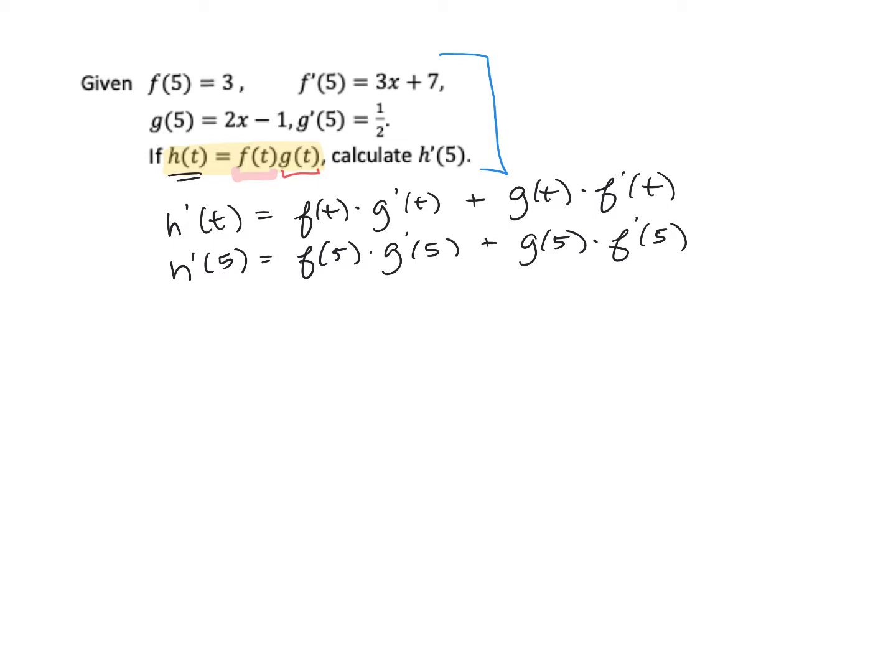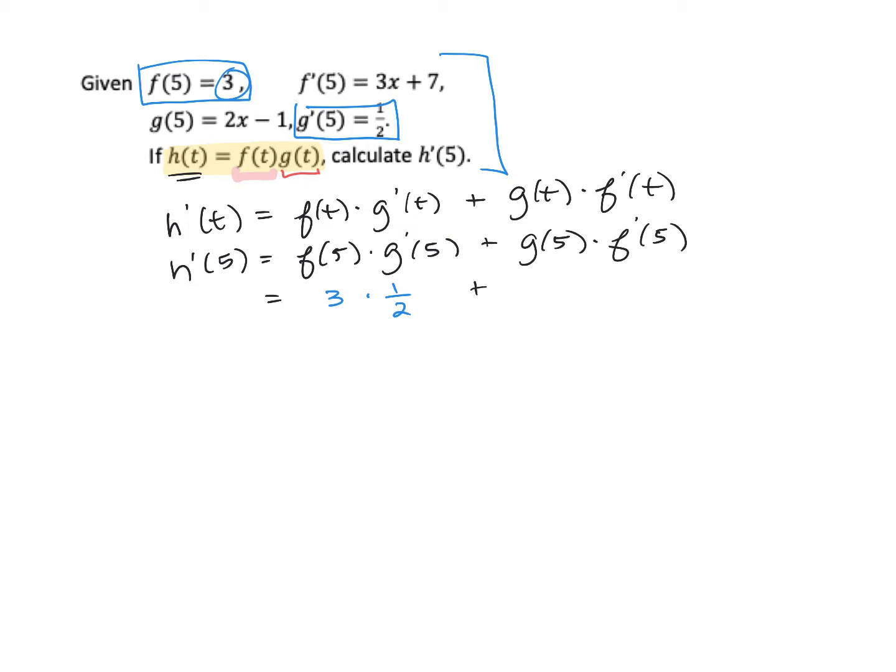So f of 5 is right here. F of 5 is literally just 3, so we're going to put that here. And then g prime of 5 is 1/2. There's g prime of 5, that is 1/2. Awesome. And now this is a little weird because usually you have numbers, but we don't.